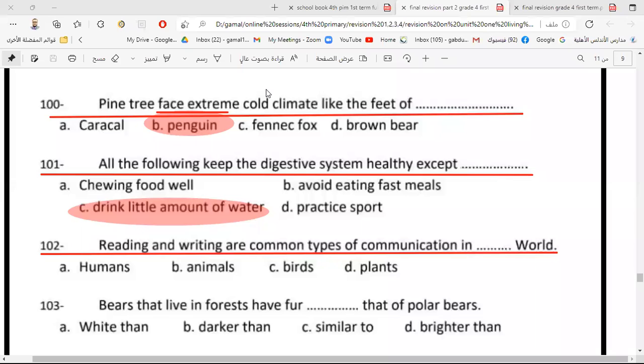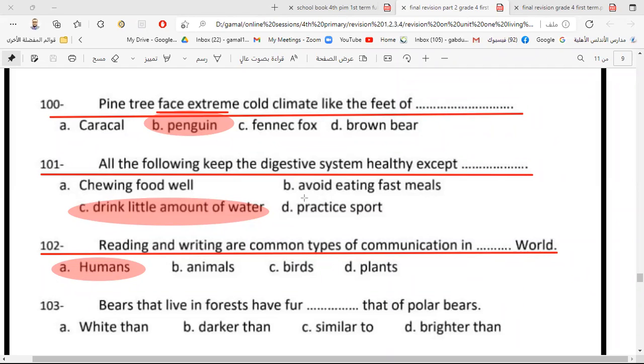Thank you, Ahmed Al-Gamal. Humans only can read and write. Animals cannot read and write. Birds cannot read and write. And also plants. So your answer is excellent. Thank you, Ahmed Al-Gamal. Lower your hand, please. Mustafa Murad now. Are you ready?